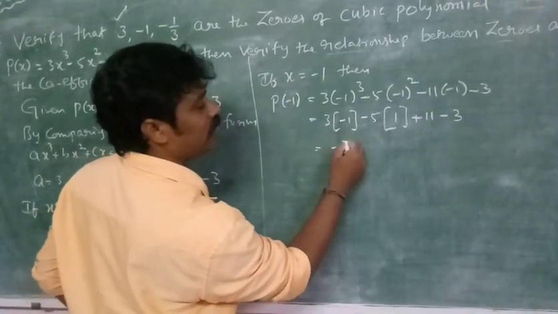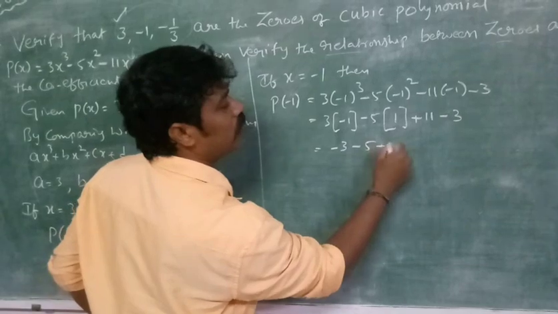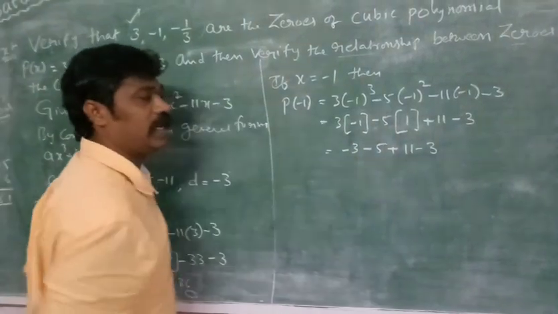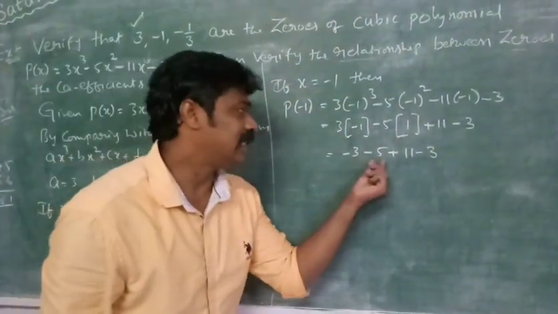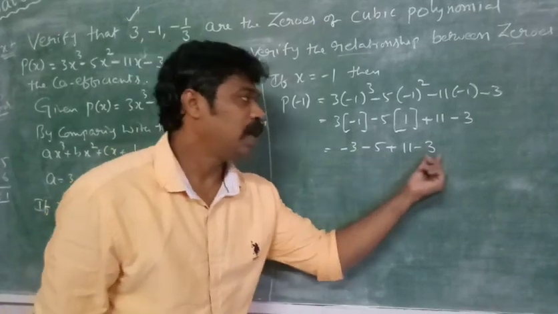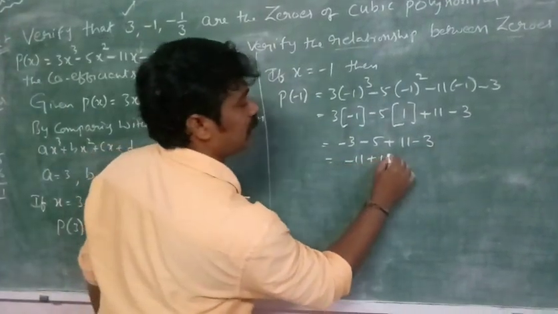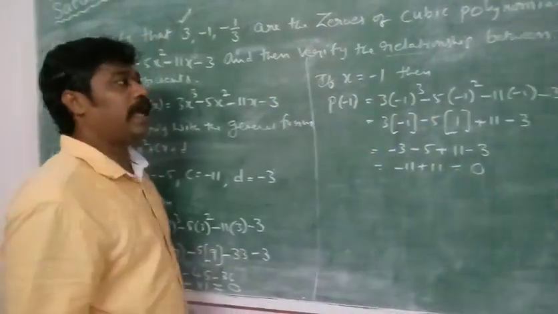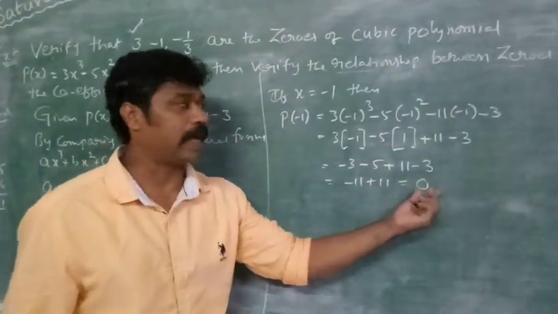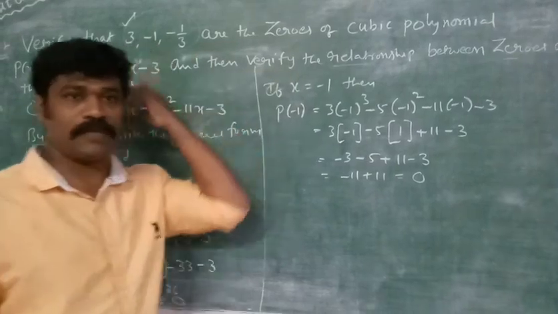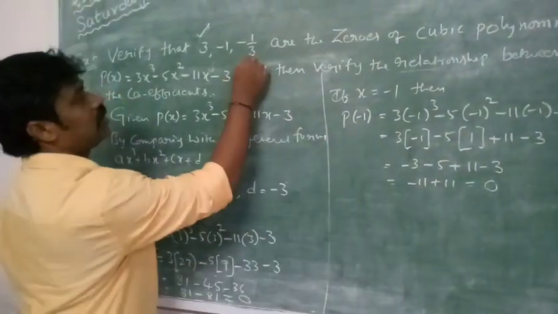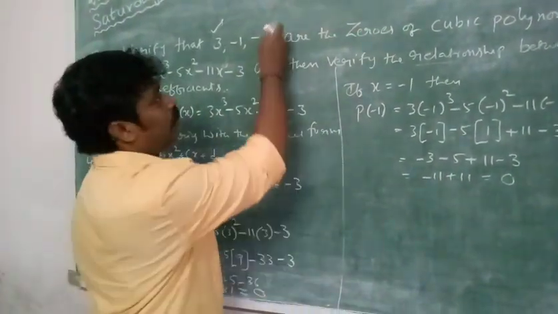So how much do you get? 3 into minus 1 is minus 3, minus 5 plus 11 minus 3. If we add minus 3 minus 5, minus 8 minus 3 is minus 11. So minus 11 plus 11 is equal to 0. Again the polynomial becomes 0. So we can conclude that minus 1 is the zero of that polynomial. Similarly, we take the third value, that is x is equal to minus 1 by 3.